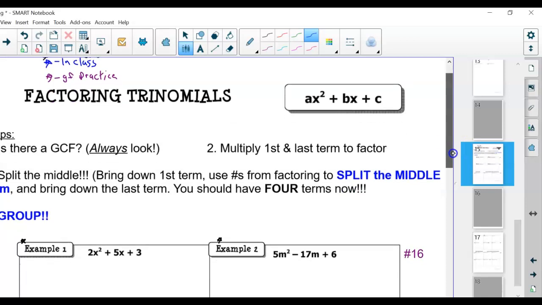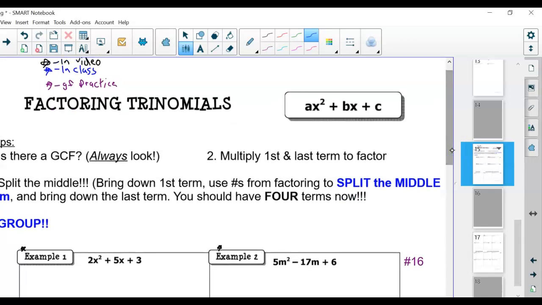So, talking about the steps, the very first thing we need to do is look and see, does it have a GCF? If it does have a GCF, we can factor that out. And sometimes when we factor that out, we'll end up with a trinomial that has an a that equals 1. Sometimes we won't. Sometimes it'll just make it easier to factor.